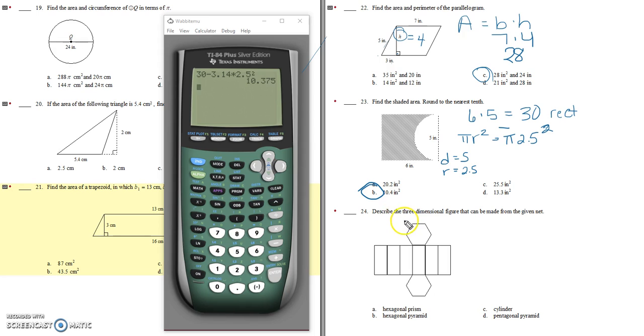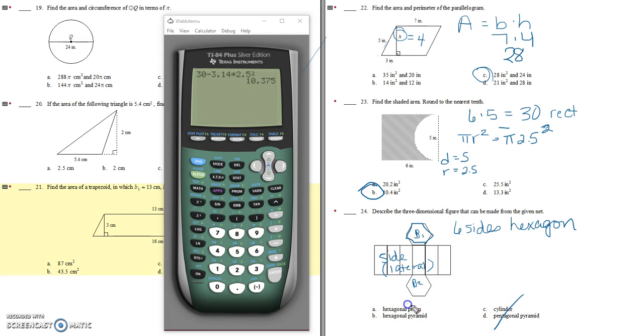Describe the three-dimensional figure that can be made from the given net. This is a two-dimensional representation of a three-dimensional figure. So this is base 1, this is base 2, and then this is the side or the lateral. So I'm going to count 1, 2, 3, 4, 5, 6. I have 6 sides, which means it's a hexagon. That means I can eliminate these two over here.